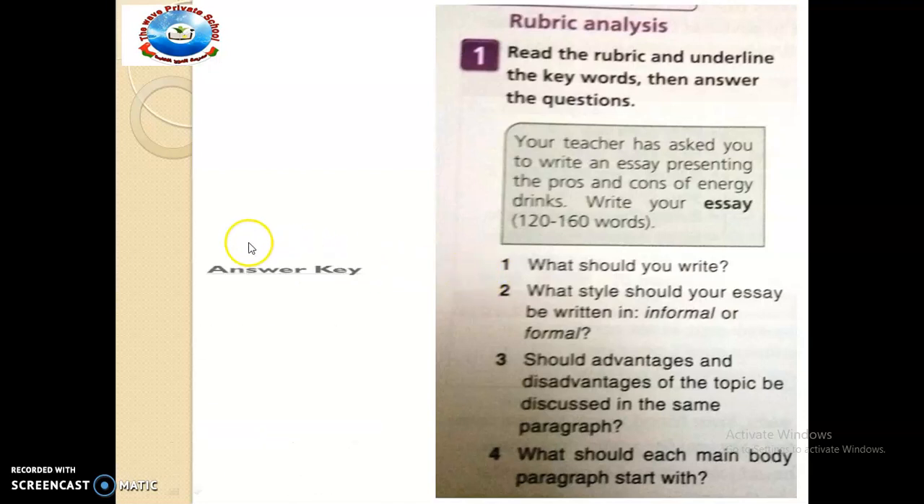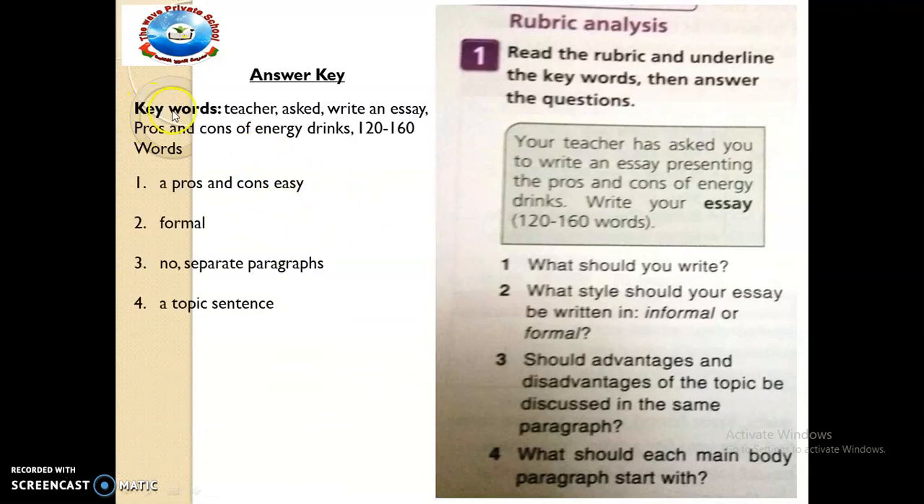On the writing, we want to analyze a rubric. So you can now see, I have answered it this way. What are the keywords? Teacher asks, write an essay, pros and cons of energy drink, 120 to 160 words. A pro and con essay is formal. Would the advantage and disadvantage be in the same paragraph? No, they will be in separate paragraphs. And what should each main body paragraph start with? It has to start with a topic sentence. Do you get that right?